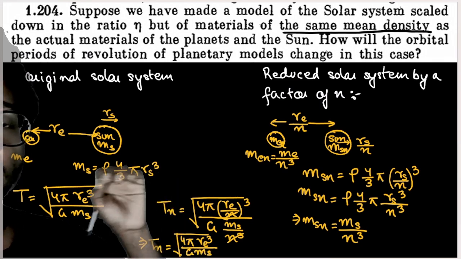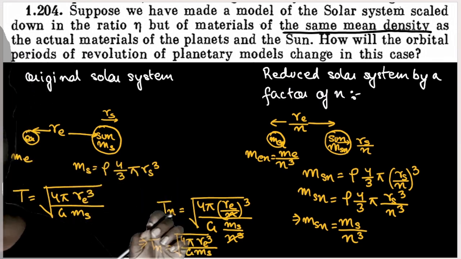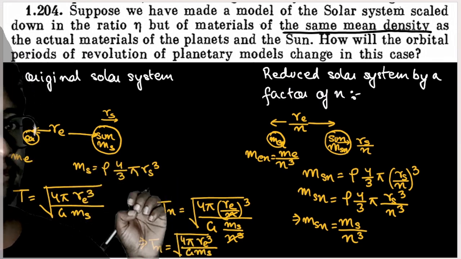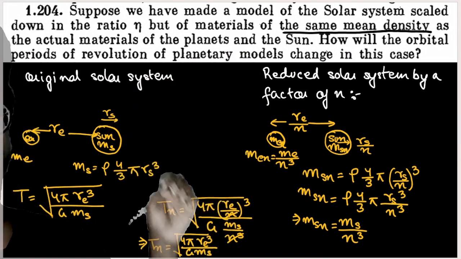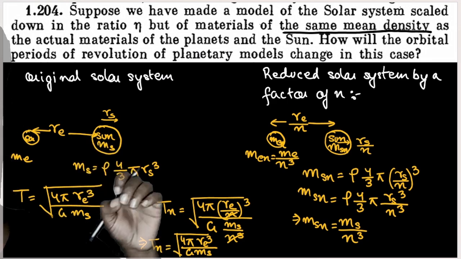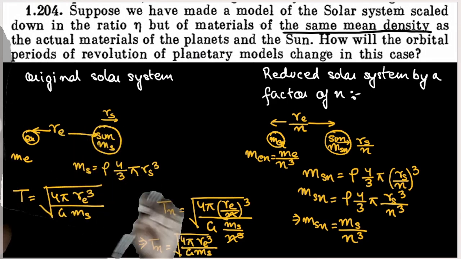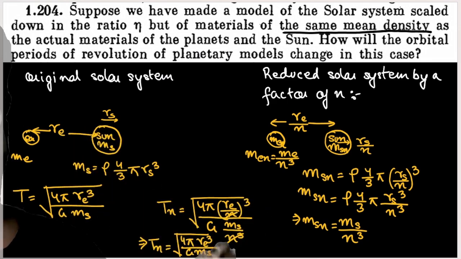Assuming the density of all the materials is kept constant. So out here the answer is the time period of all the objects in our solar system would not change if we scale down by a factor of n or scale up by a factor of n. It doesn't matter. The value of n gets cancelled out.